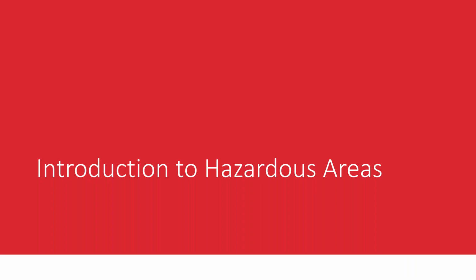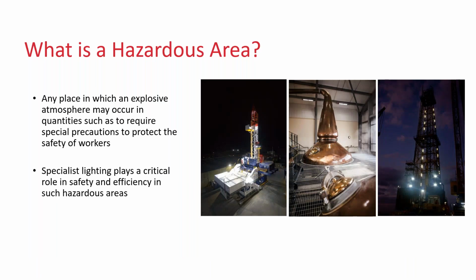So, introduction to hazardous areas. What is a hazardous area? Hazardous area is any place in which an explosive atmosphere may occur in quantities such as to require special precautions to protect the safety of workers. And specialist lighting plays a critical role in safety and efficiency in such hazardous areas.